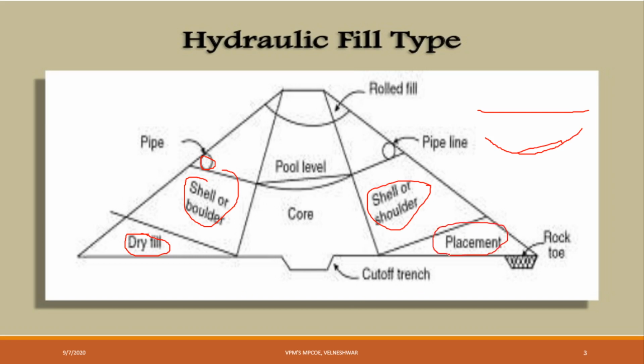Placement means, for suppose see here, dry fill, shallow boulder, and pipeline, and upon the pipeline it will be the water. From this part, the entire bottom level will be rolled fill, we will make rock fill itself. Generally at the bottom we will provide some rocks. Why? To increase the strength of our earthen dam, we will provide some rocks here.